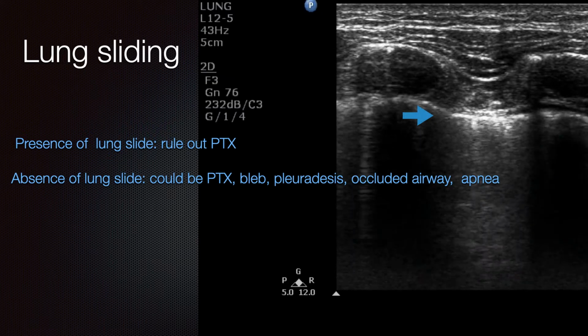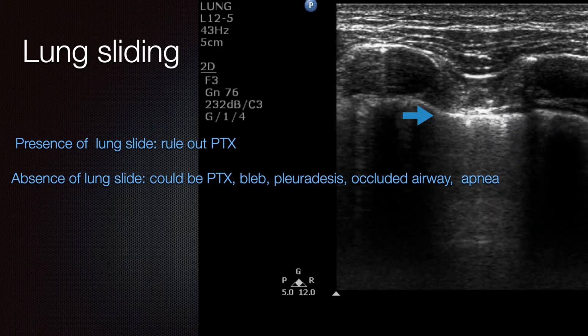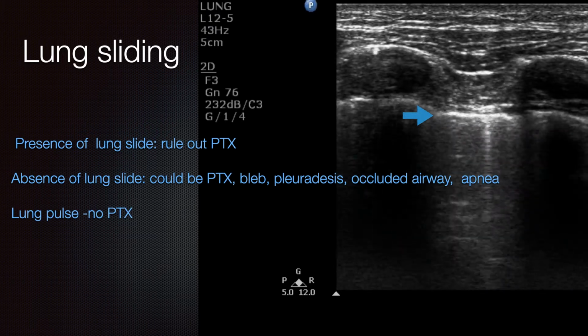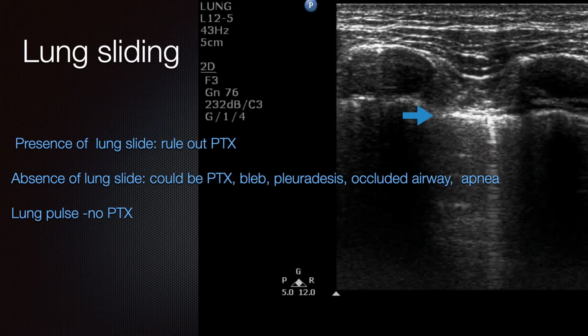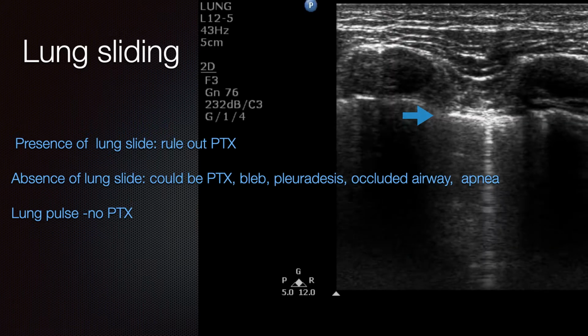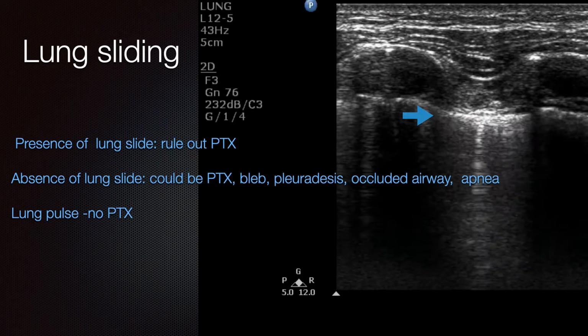Also, you might run into something called lung pulse, where you see the lung pulse back and forth with the heartbeats. This also rules out pneumothorax, especially if the person isn't breathing, but their heart is beating. You can see the pleural line kind of bounce back and forth with lung pulse.